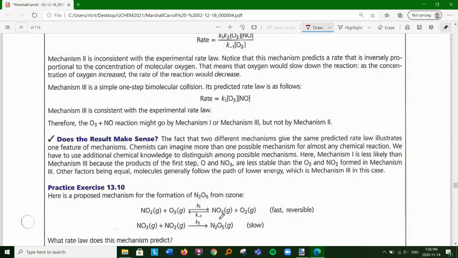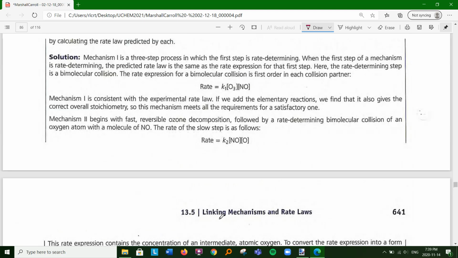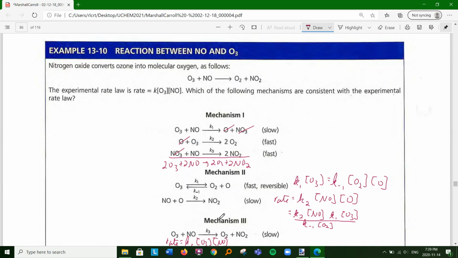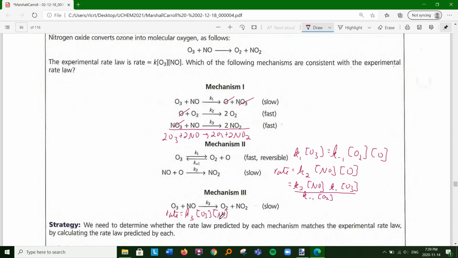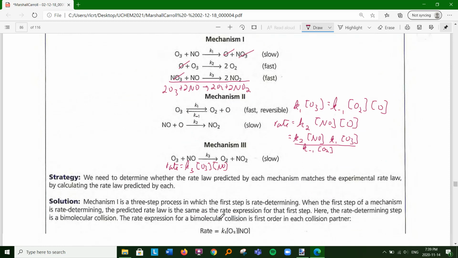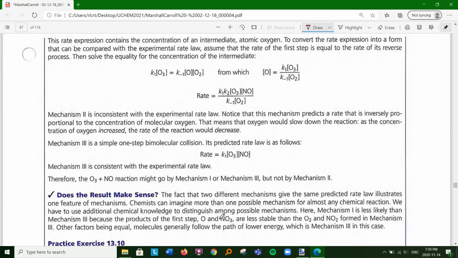Okay, you need more information to get what the real winner is. Mechanism 1 is less likely than mechanism 3, it says, because the products are less stable than O2 and NO2. So mechanism 3 is a bit more stable. I still don't like the fact that we got 2's in front of everything here, but the book is just ignoring that. So if I really had to choose the winner, I would go with mechanism 3, as the book did say that, because O2 and NO2 are more stable, if you have to make a choice.